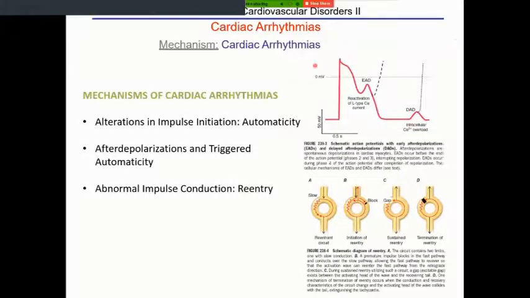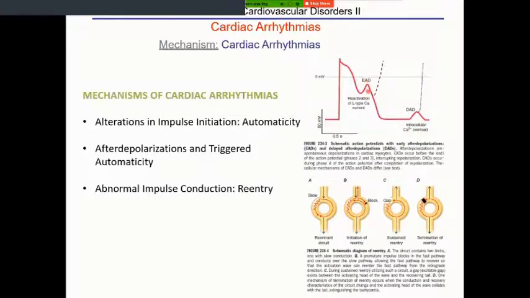So the second mechanism for cardiac arrhythmias is triggered automaticity, or afterdepolarizations. Triggered activity refers to pacemaker activity that is dependent on afterdepolarizations from a prior impulse or series of impulses. So here you have a schematic of action potentials with early afterdepolarization and delayed afterdepolarizations, which explains this second mechanism. Afterdepolarizations are oscillations in the membrane potential.